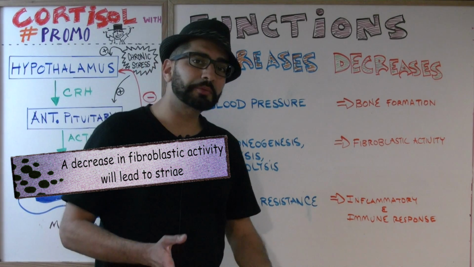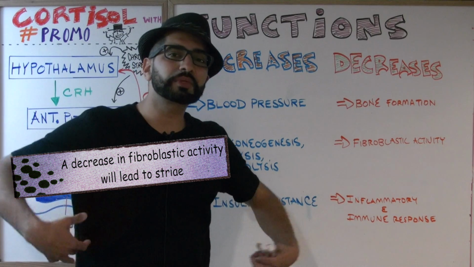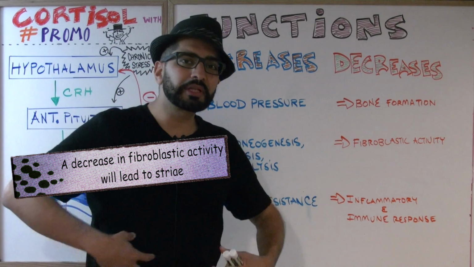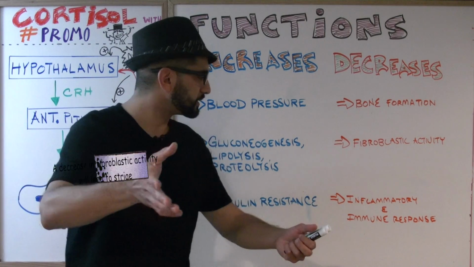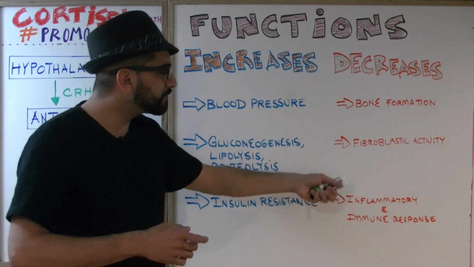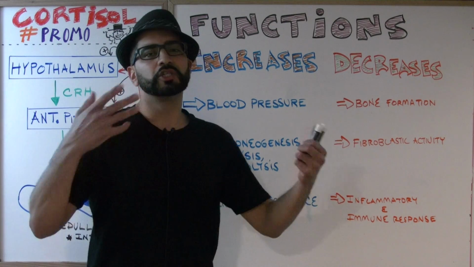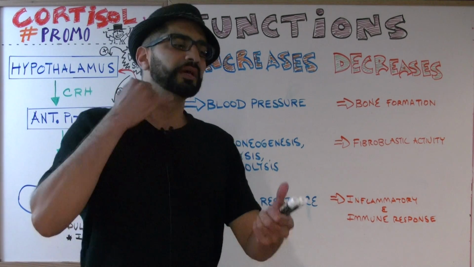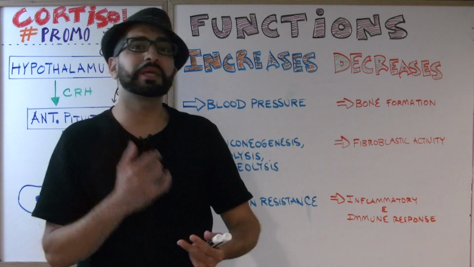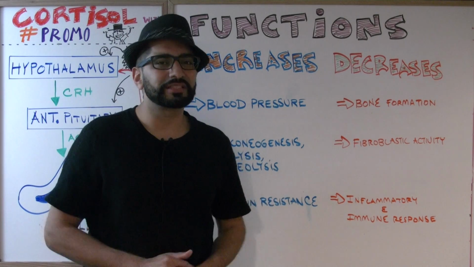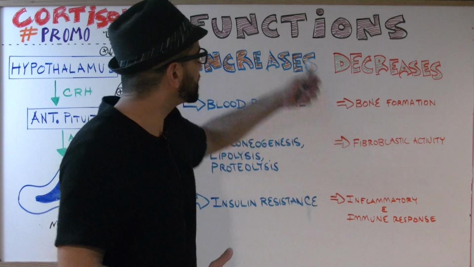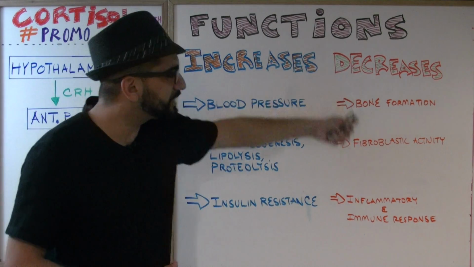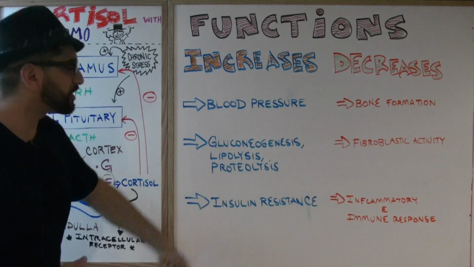So if you decrease the fibroblastic activity, a patient will present with striae. Striae are those purple lines around the patient's abdomen. You'll see that in Cushing's syndrome as well as Cushing's disease. And lastly, it decreases inflammatory and immune response. So of course, you can expect the patient to get more ill, more sick, not being able to fight infections, all the bad stuff. So just remind yourselves that cortisol is a stress hormone and it does all these negative effects by decreasing these things on the right and increasing these things on the left.